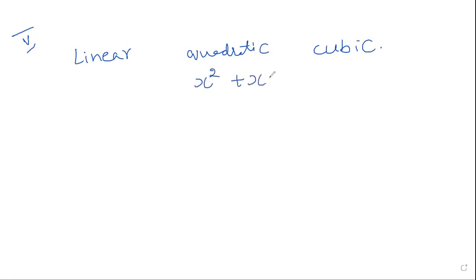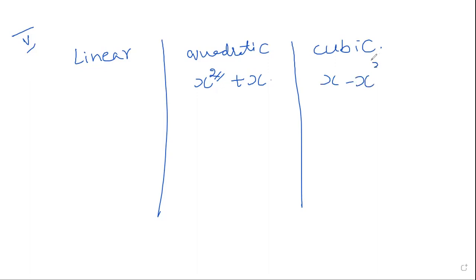I am making a table and writing directly, keep watching. What is the highest power here? Highest power is 2. So it is quadratic polynomial. Next one is x minus x cube. Got it? x minus x cube. So it belongs to cubic polynomial, right? The highest degree is 3. So it is cubic polynomial.